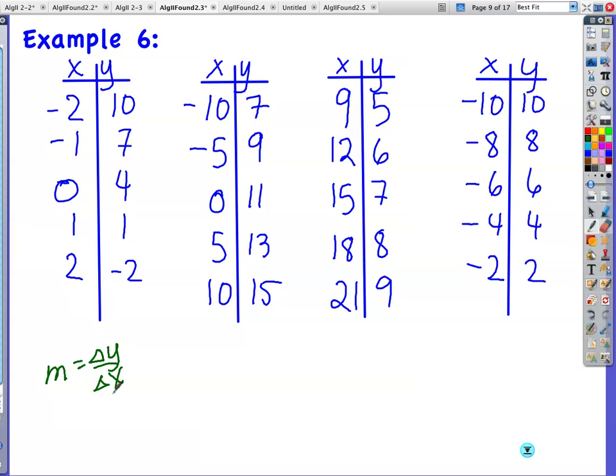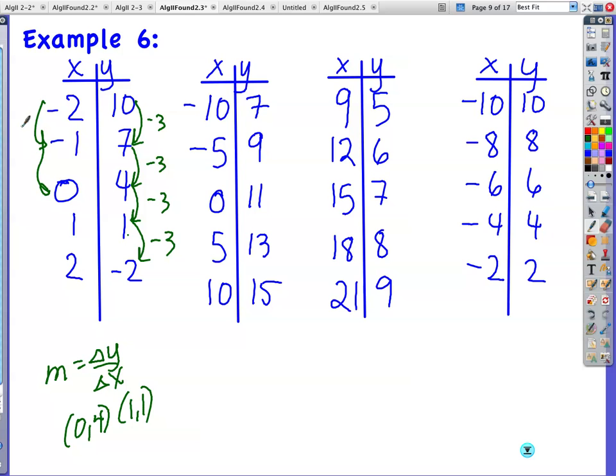Now granted, you could just take 2 points. You could take this point and this point, which would be 0, 4, 1, 1. And you could go ahead and do your y2 minus y1 over x2 minus x1, and then do all that math. However, check this out. What is the change down the right column of this graph? -3, -3, -3, -3. What's the change over here? +1, +1, +1. So instead of doing all kinds of minusing, I just say the change in the y value is -3, the change in the x value is 1, giving me a slope of -3.